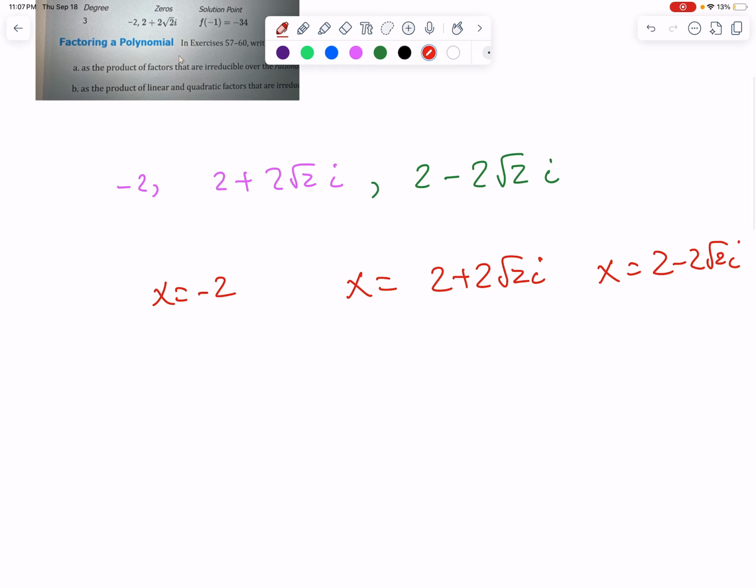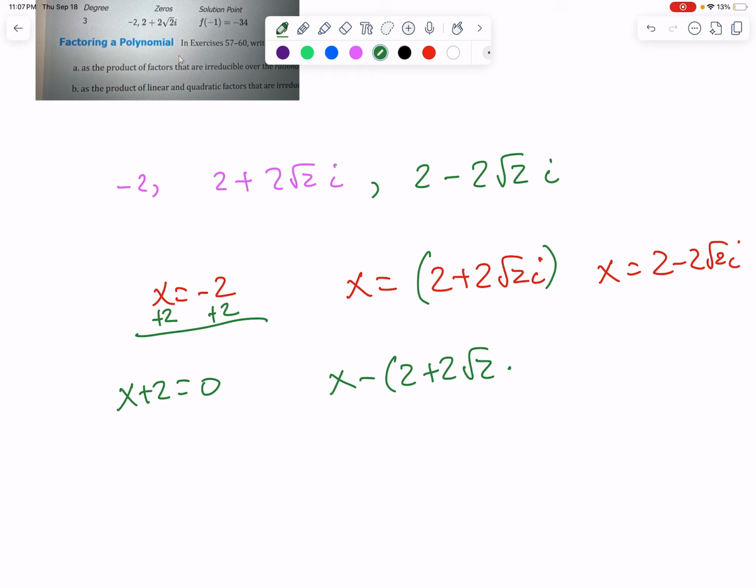We'll rearrange, move everything over to one side, so we'll say x plus 2 is 0. I'm just adding 2 to both sides, just to be clear. We're going to do the same thing here. I'm going to treat these as a quantity, so I'm going to subtract that over. We're going to have x minus quantity 2 plus 2 square root 2i equals 0. And we're going to do the same thing with this one. I'm going to squeeze it in down here because I need a little more space. So I'm going to have x minus parentheses 2 minus 2 square root 2i equals 0.